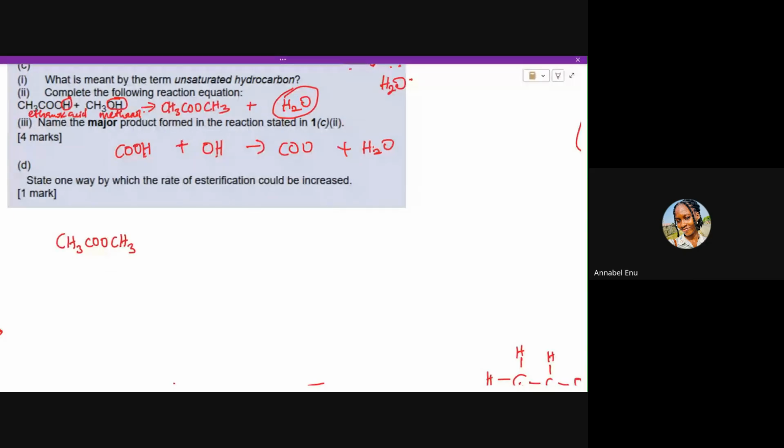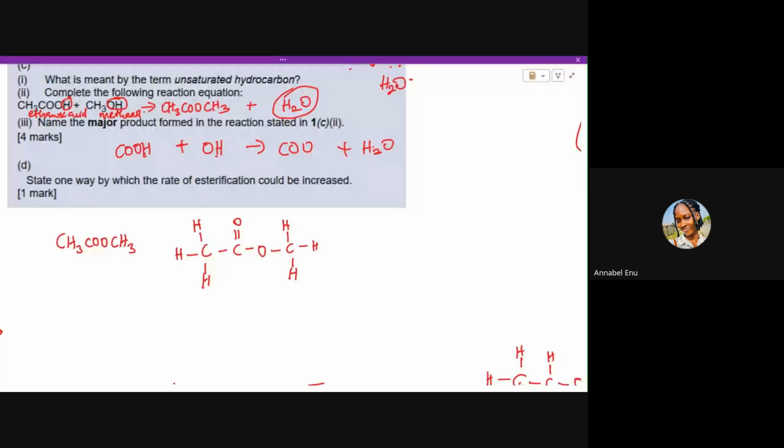It's better off we draw it. So when we draw it, we have one carbon like this. We have the second carbon. This carbon is attached to 3 hydrogens. Now we have the second carbon, one bond to oxygen, the other to oxygen. Oxygen must have 2 bonds surrounding it. Then we have a carbon like this. Now this is the structure.